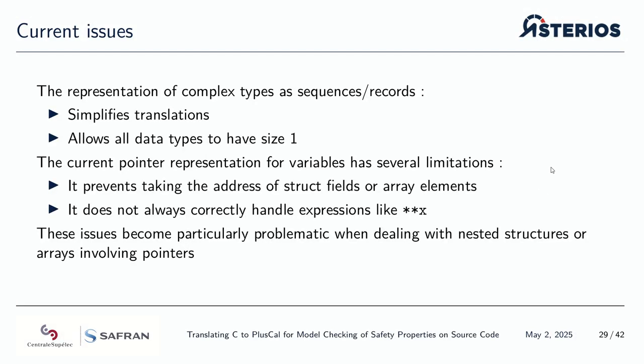But the current pointer representation that I presented to you has several limitations. It prevents us from taking the address of struct fields or array elements, and it does not always correctly handle expressions like star star of x.